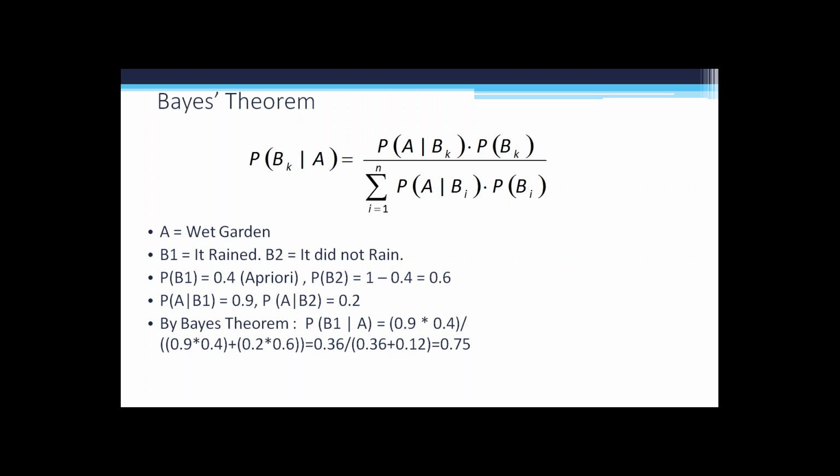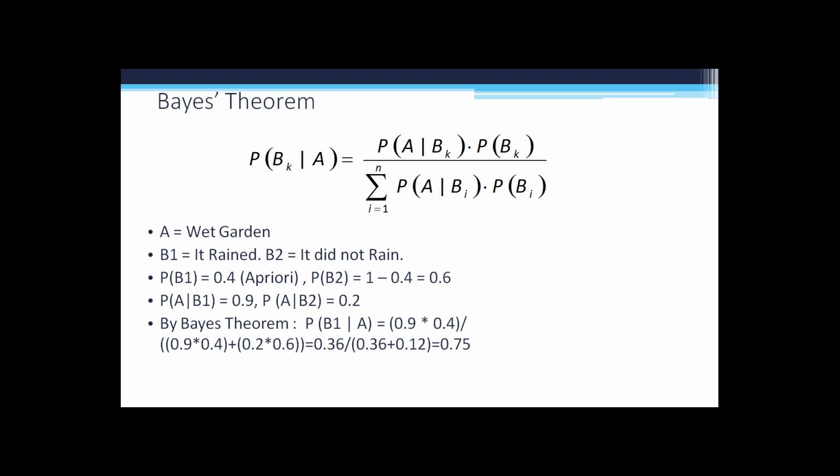So now if you want to say what is the probability that it has rained given the observation that it is a wet garden, that is what we mean when we say Bayes theorem is applied. So what does this do? It basically gives you the formula by which you can work backwards to a past event having observed a phenomenon. So generalize this to several scenarios.